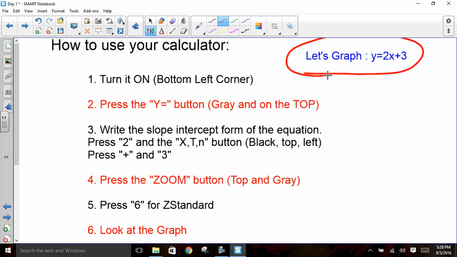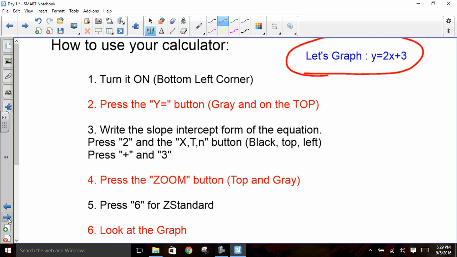Now you're going to look at the top again, the gray buttons. You're going to look for the word zoom. You're going to hit 6 because you want to see standard, and then it's going to make a nice graph for you. You should see you have an intercept at about positive 3, so 3 up from the origin, or 0, 0, and then a steady steep slope going up to the right.